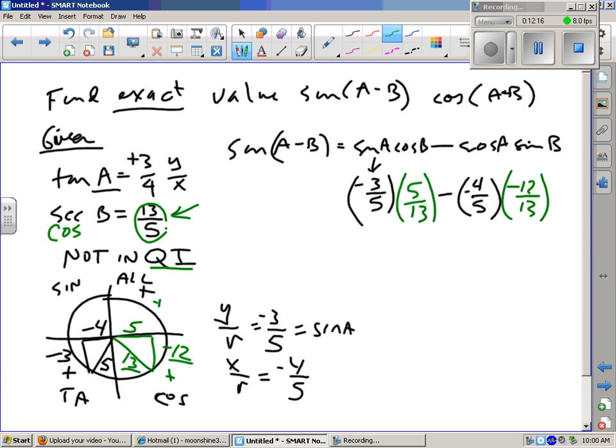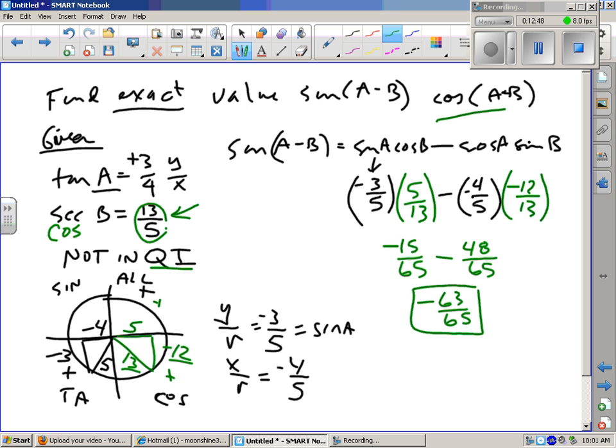And now you just multiply them together, negative 15/65. And then 3 negatives will make it still minus 48/65. So negative 63/65 is your answer. Okay, so same type of problem, but a little different because we didn't even have to know the angles. We just had to know the ratio, the sine and the cosine.